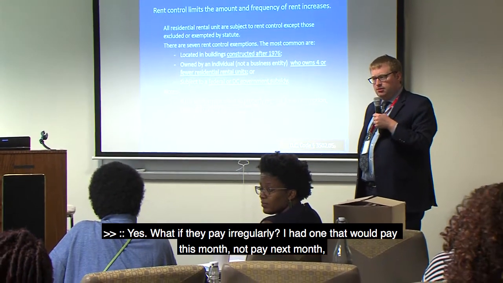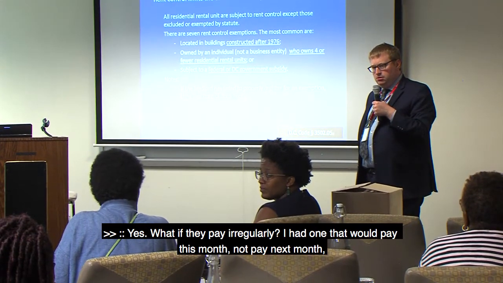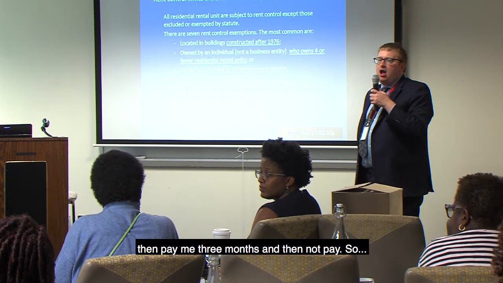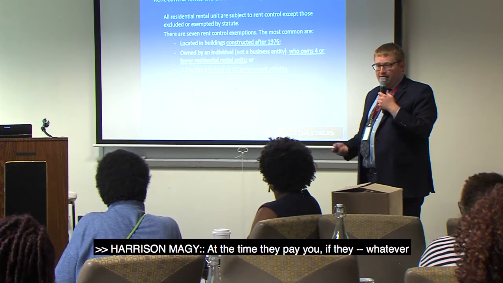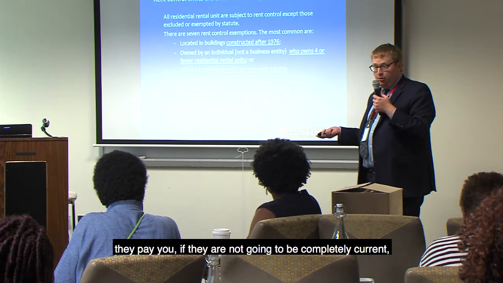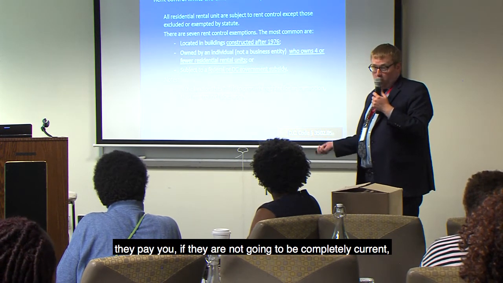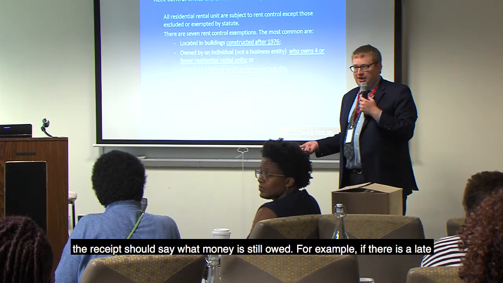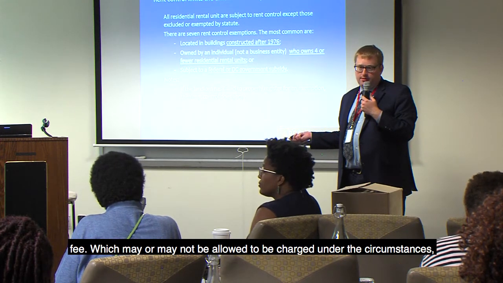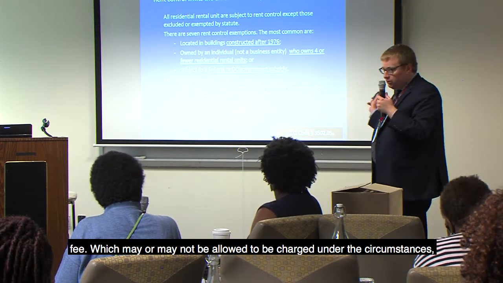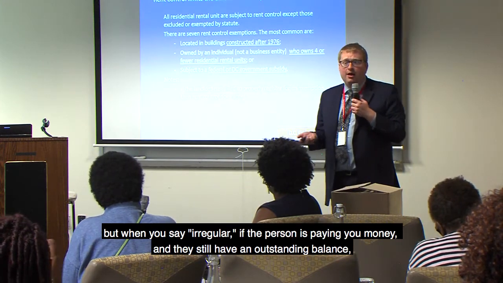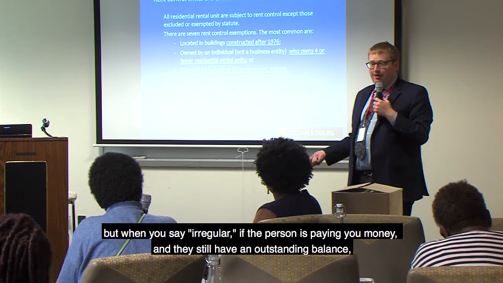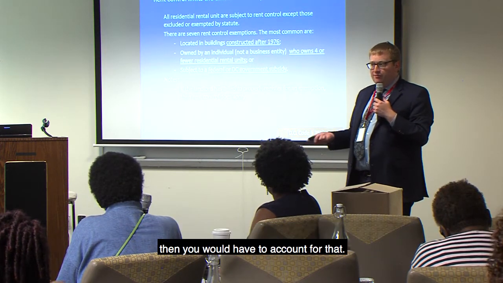One that would pay this month, not pay next month, then pay me 3 months, and then not pay. At the time that they pay you, with whatever they pay you, if they are not going to be completely current, the receipt should say what money is still owed. For example, if there's a late fee, which may or may not be allowed to be charged under the circumstances. But when you say irregular, if the person is paying you money and they still have an outstanding balance, then you would have to account for that.